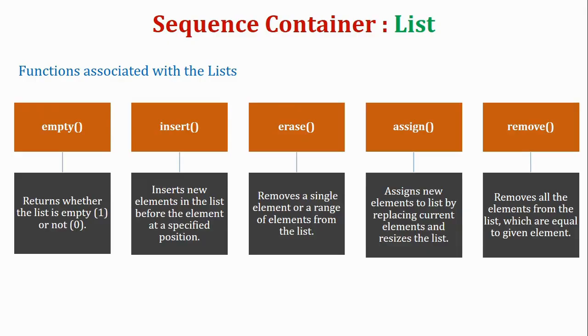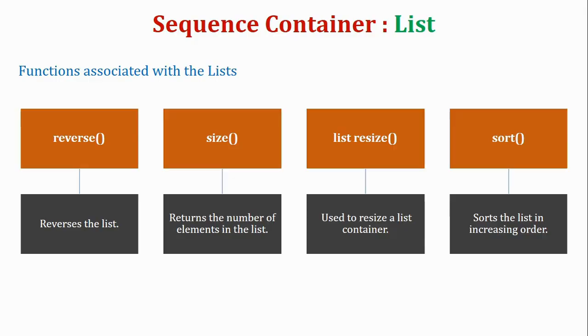And next one is empty. It will return whether the list is empty or not. If it is empty, it will return 1, otherwise 0. And next one is the insert function. It will insert the element in the list before the element at the specified position. And next one is erase. It will erase a single element or a range of elements from the list. And next one is assign. It assigns new elements to the list by replacing the current elements and resizing the list. And next one is remove. It removes all the elements from the list which are equal to the given element.